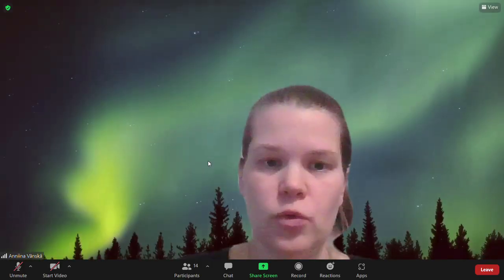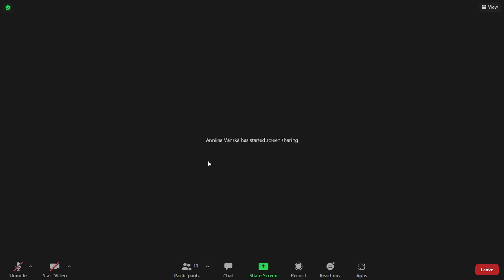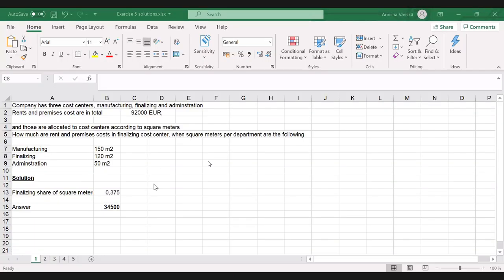Now let's go to number 5, which you might remember more than number 3. So here we had 5 small exercises. In the first one, there was a company with 3 different cost centers called manufacturing, finalizing, and admin. Rents and premise cost for all of these together was 92,000. It was also said that the costs are allocated to these 3 cost centers according to square meters.